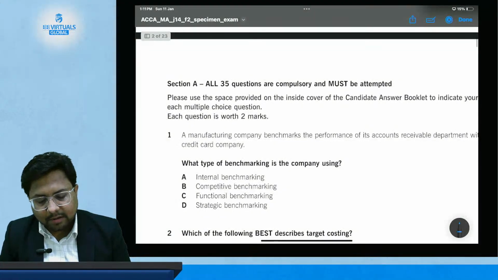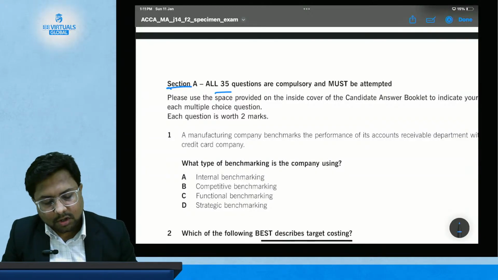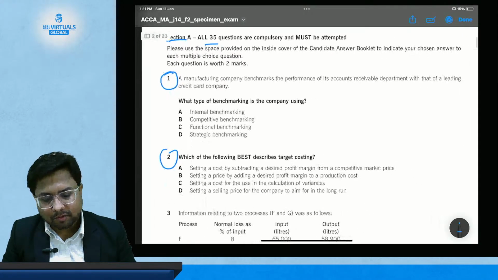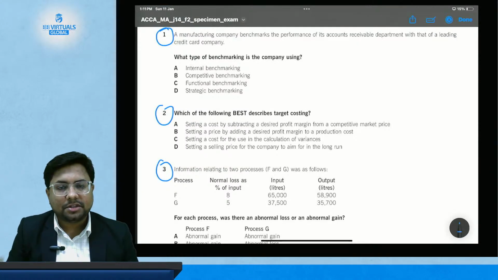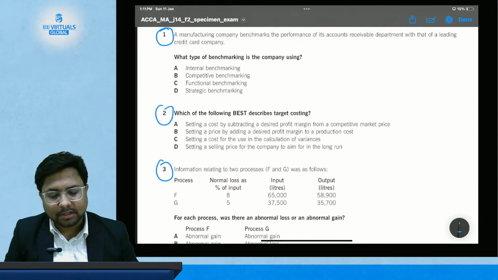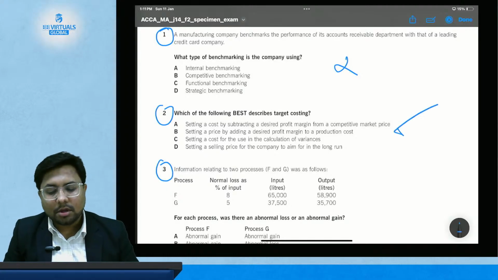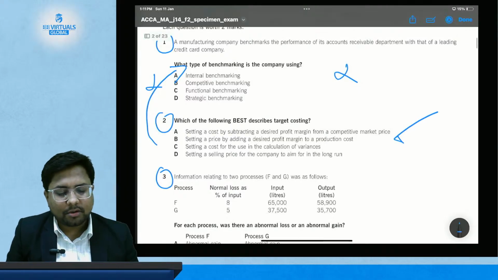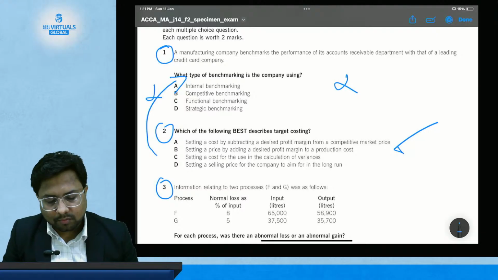Section A will have 35 questions of 2 marks each. Question number 1, question number 2, question number 3 are going to be independent of each other, so they are not related to each other. If you are not able to solve question number 1, you can still solve question number 2 because they are not related. So this is a good point where you can skip a question if you are not able to solve it.